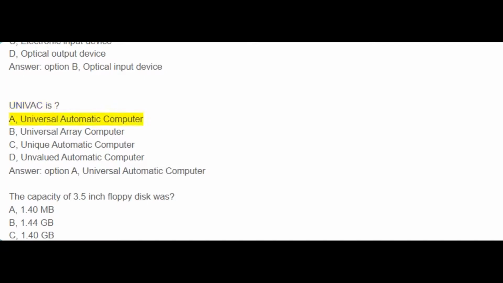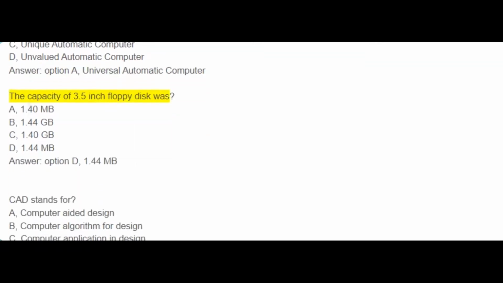UNIVAC is A. Universal automatic computer. B. Universal array computer. C. Unique automatic computer. D. Unvalued automatic computer. Answer. Option A. Universal automatic computer.